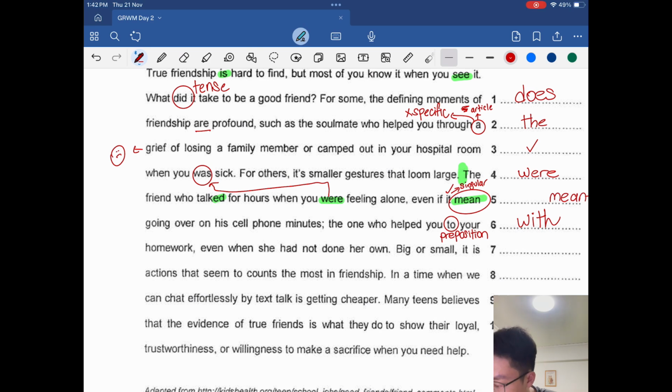Okay, so let's move on now to line 7. Okay, so the one who helped you with your homework, even when she had not done her own. At first, it does seem a bit suspicious that the pronoun she was being used, all right, because we didn't define the gender of this friend. But I realized that her, the second pronoun here, is also being used. And in one line, you can only have one error. So I can't change both of them.